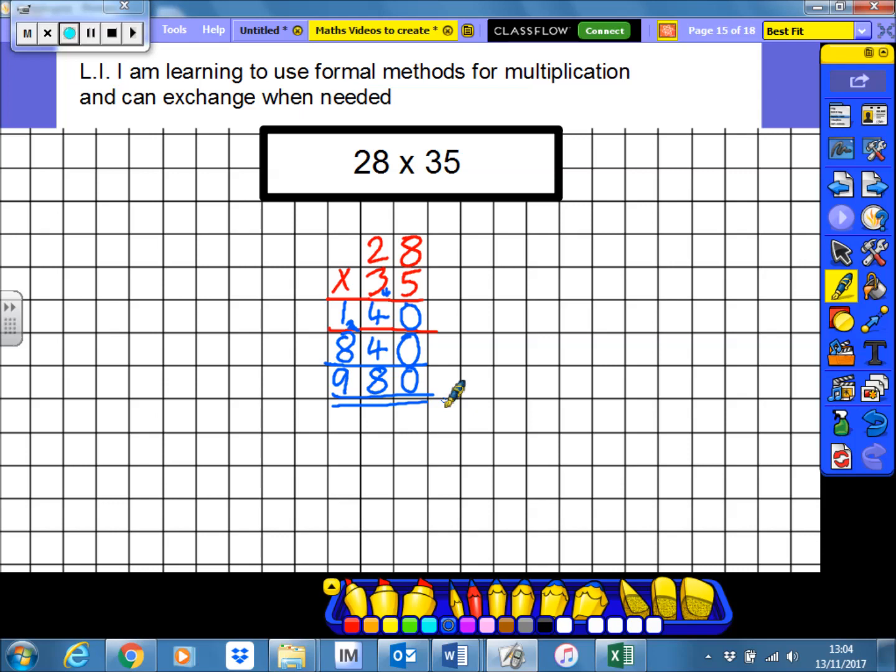Now, a common mistake that people make is that they add all the numbers in these columns. So they'll often add on the numbers that they've exchanged from earlier. However, you need to remember that you've actually used them already. This 4 was used already in this calculation, and this 2 was used already in this calculation, so you don't need to worry about them again. You just add on the larger numbers together, and that gives you your final answer.